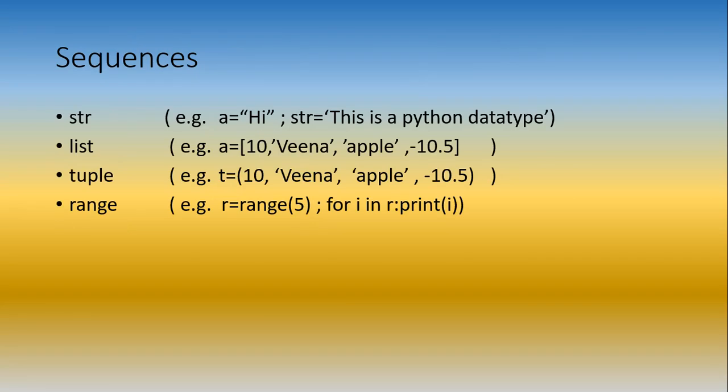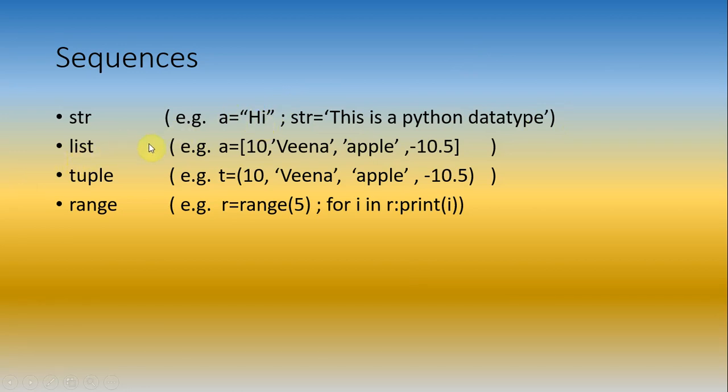The next data type is sequences, which contains these data types, that is string. Now, string is basically a group or a combination of characters, or maybe a single character, but enclosed within single or double quotes. For example, hi, this is a Python data type, welcome, thank you, okay. Any of these can be considered as a string, the condition being they are enclosed either within single quotes or double quotes. The next is a list.